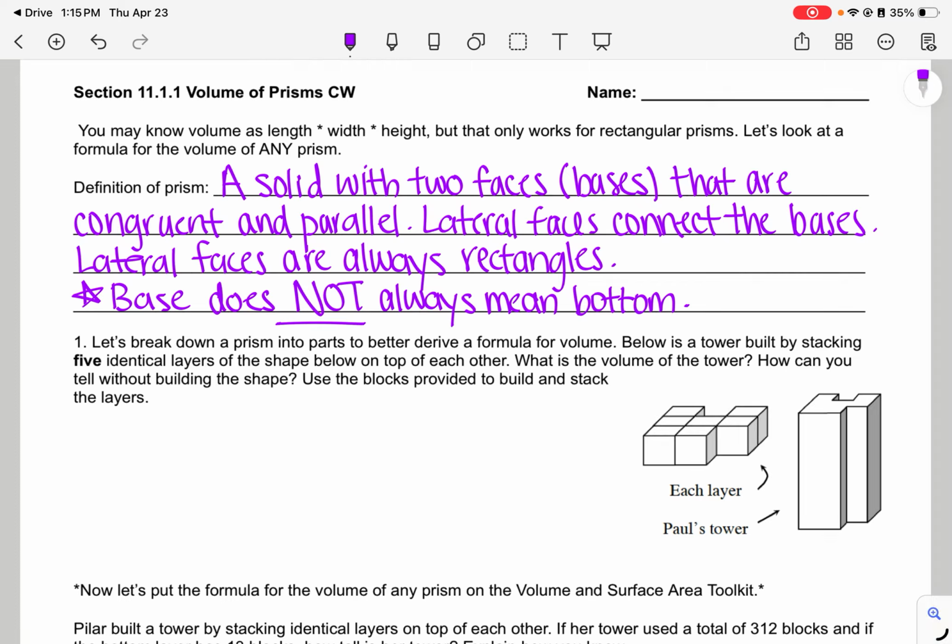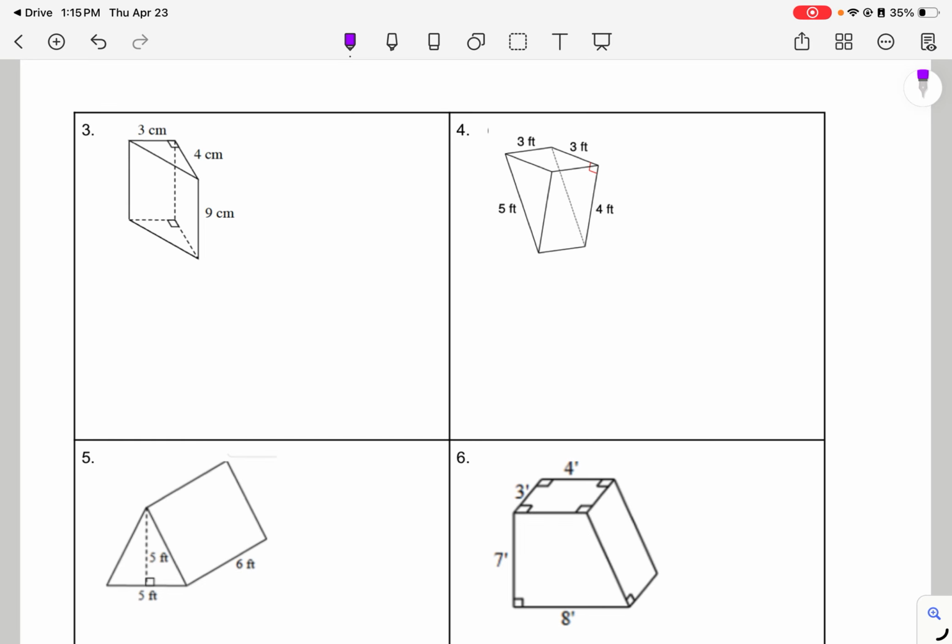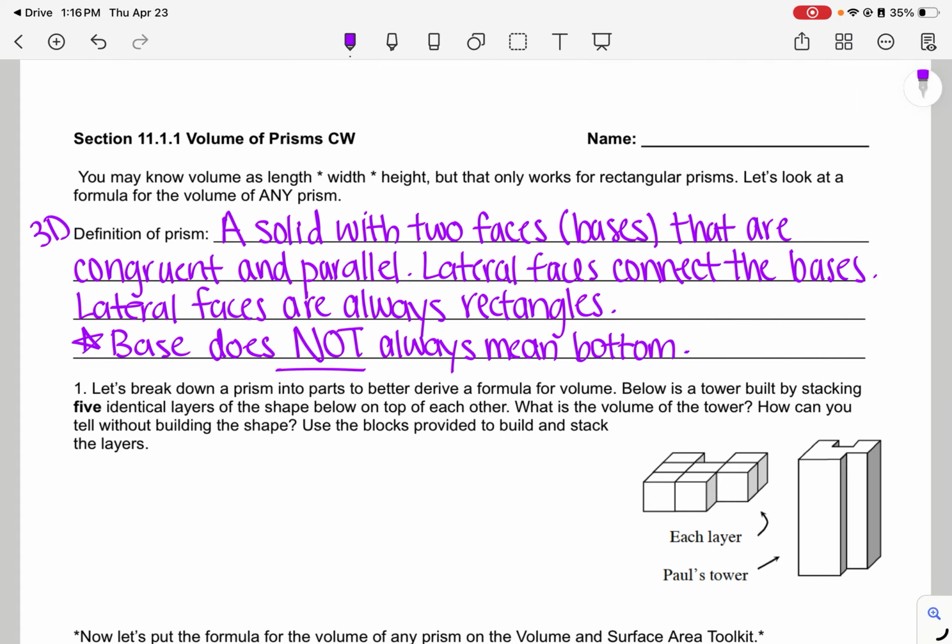Okay, so let's break this down. A solid, so we're thinking like three-dimensional, so 3D, and it says two faces. I don't know why they call the surfaces on the outside the faces, but they do, called bases. So like this shape and this shape right here, these triangles are the bases because they're congruent, so they're the same shape and same size and parallel. If I were to take those two triangles and slide them right where they are, they would never touch each other. They would just slide in space and never touch. So that's bases.